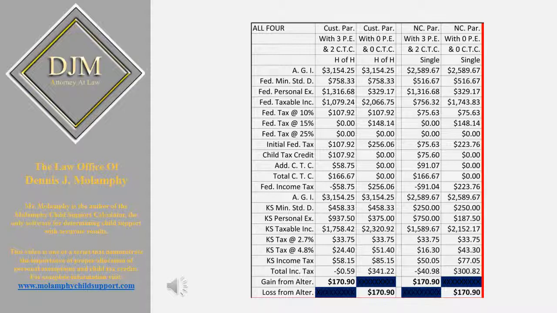In column 2, there is a problem because the federal income tax due is only $107.92, so the full $83.33 per child times 2 children, or $166.67, can't be used.